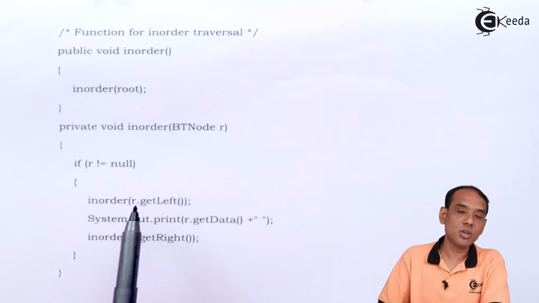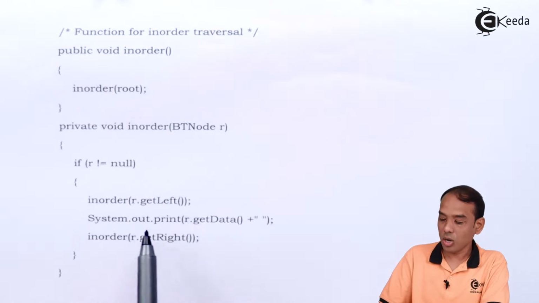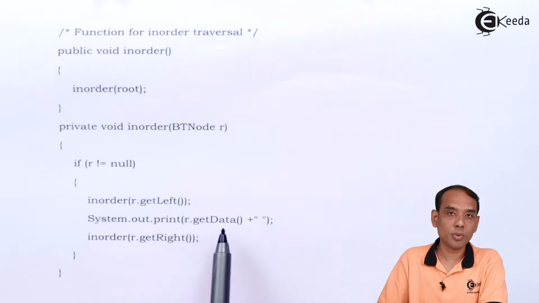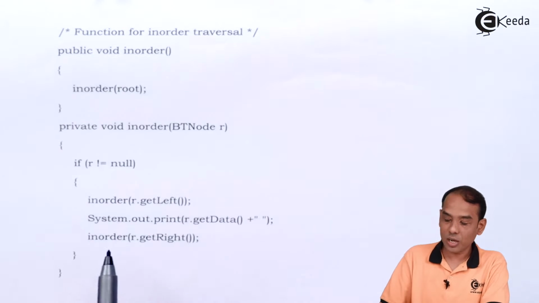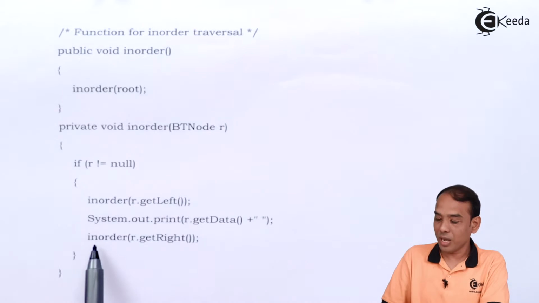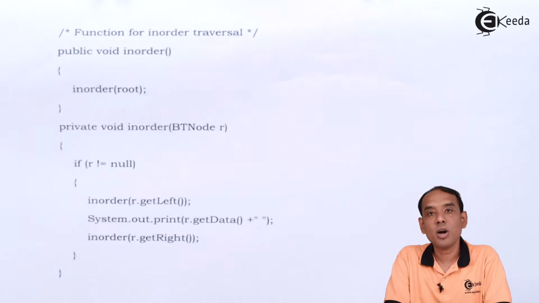Then once we have finished with the left hand side, so we are done with the left, we will move to the data part. Hence I write System.out.print(r.getData()). That is, we are going to print the data of the root node. Once we are done with that, we again call the function inorder recursively. In that we pass inorder(r.getRight()). That is, we are going to print the data of the right node.